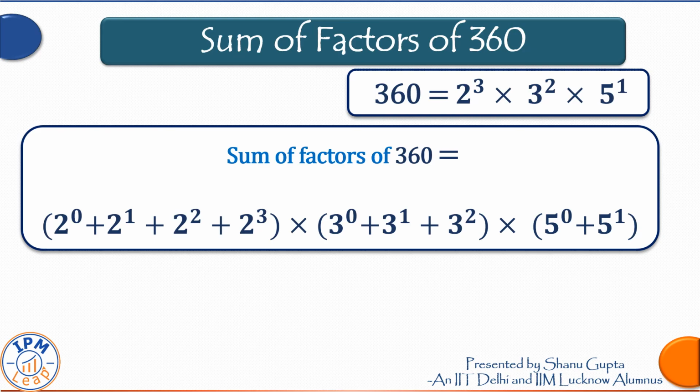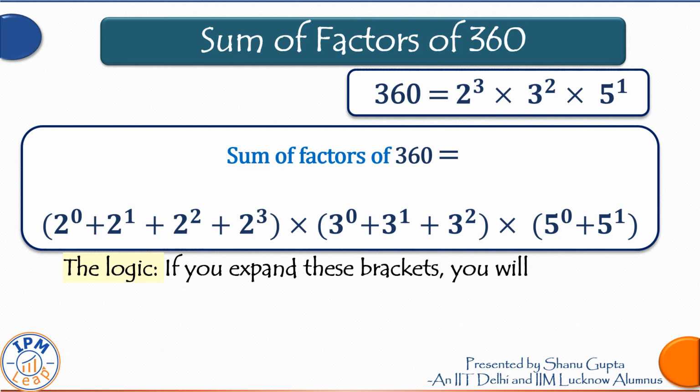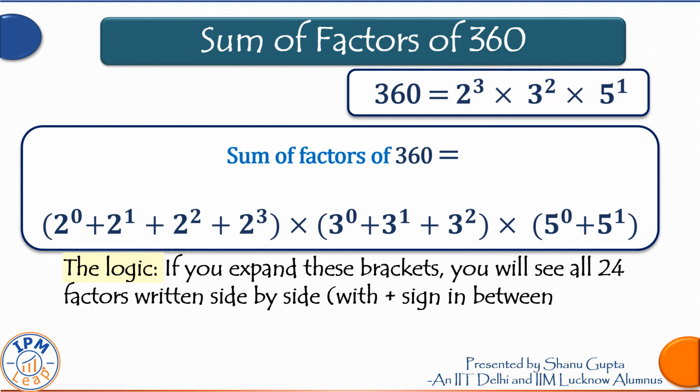You would ask me, what's the logic? It's actually quite simple. If you expand these brackets, you will see all 24 factors of 360 written side by side with a plus sign in between. So this is how we get sum of all factors of 360.